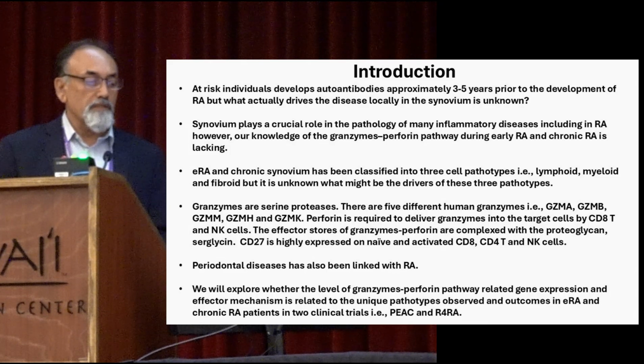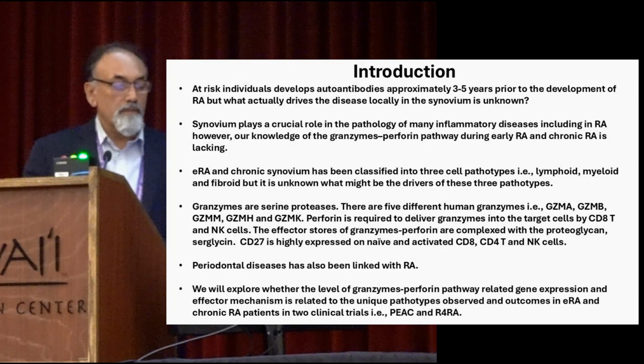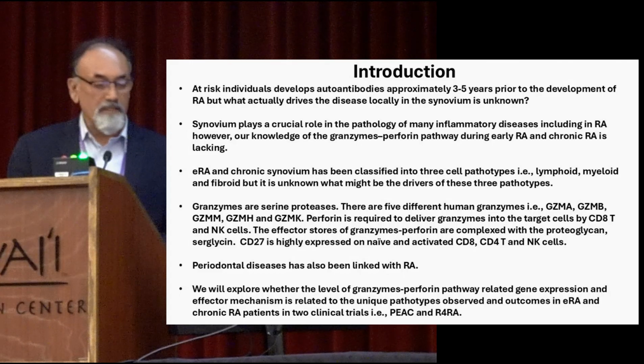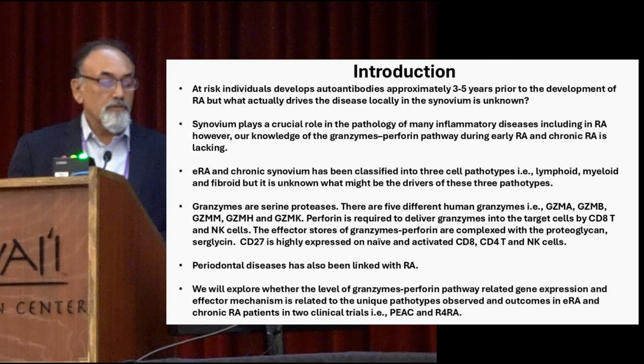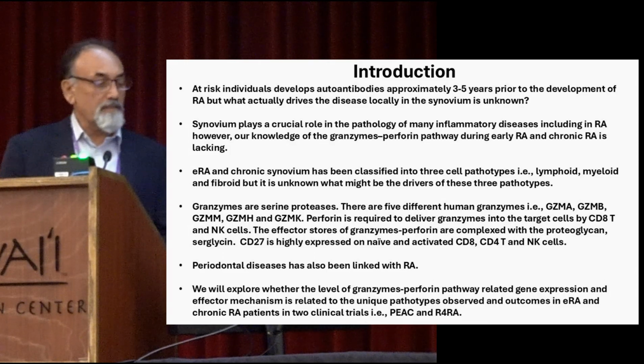Granzymes are serine proteases. There are 5 different human granzymes, namely granzyme A, B, M, H, and K. Perforin is required to deliver granzyme into the target cells by CD8 T cells and NK cells. The effector stores of granzyme-perforin are complexed with a proteoglycan known as serglycin. CD27 is highly expressed on naive and activated CD8 T cells, CD4 T cells, and NK cells.